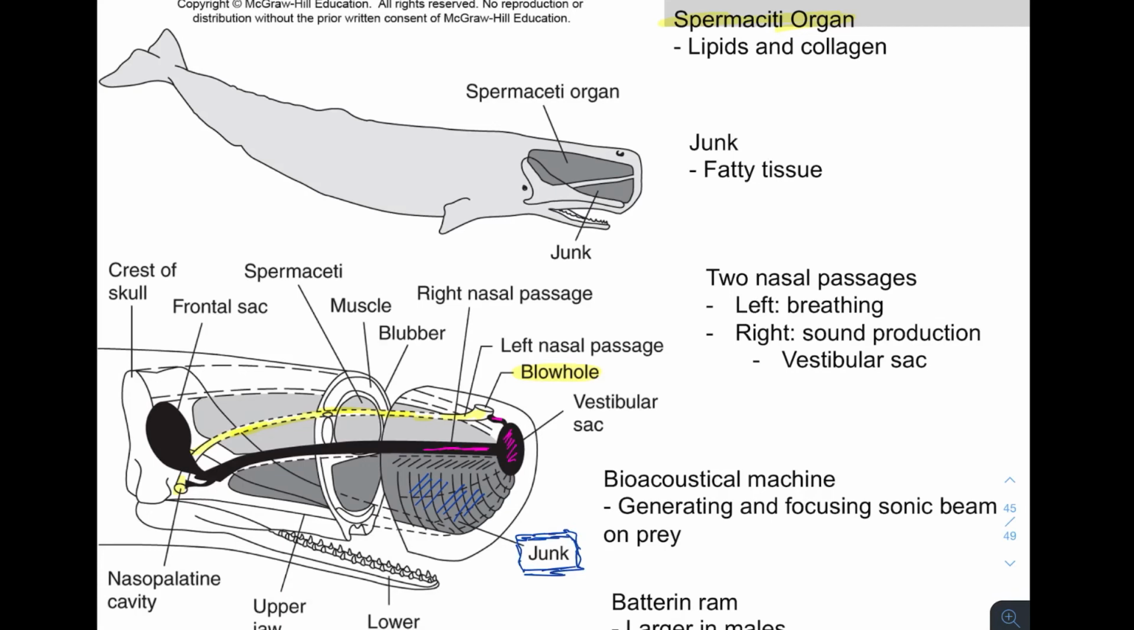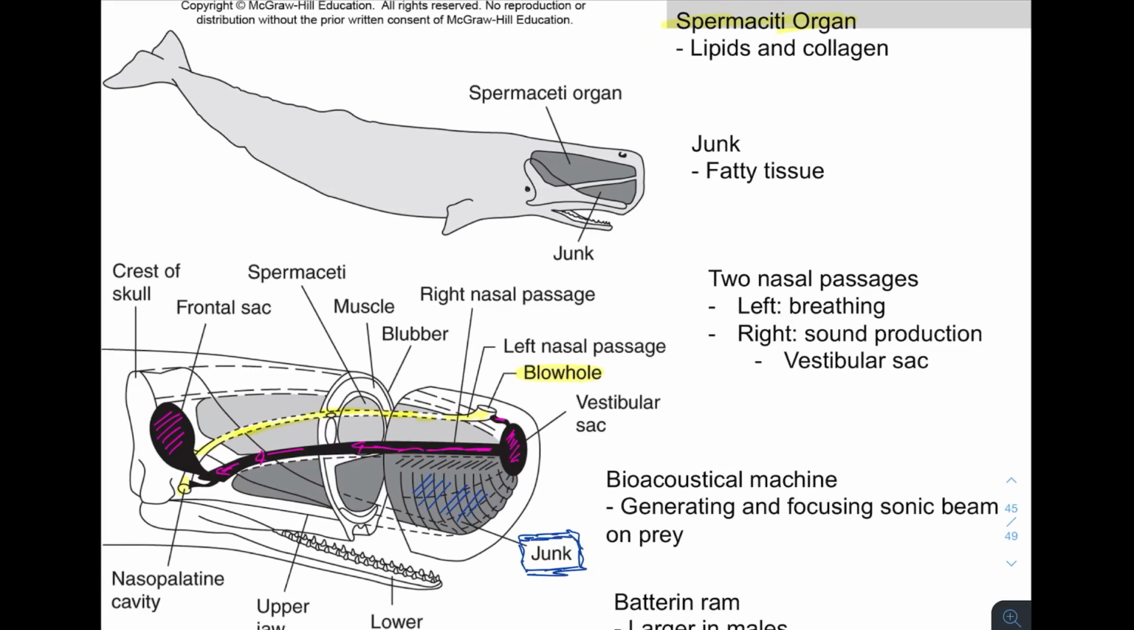And so going back to this right passage, it's going to move posteriorly and it's going to go between the spermaceti organ and the junk, and it's going to go into this posterior section. And this part back here is known as the frontal sac.